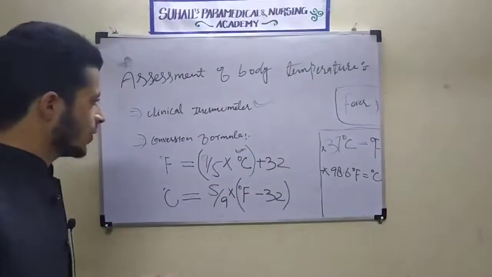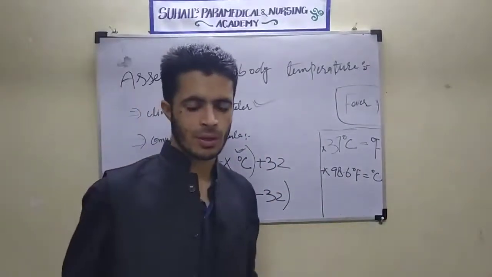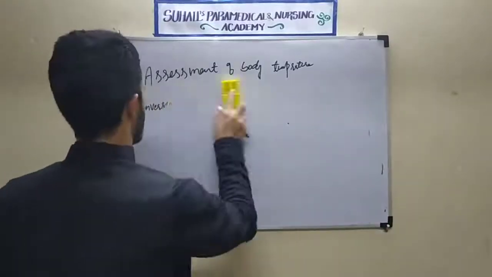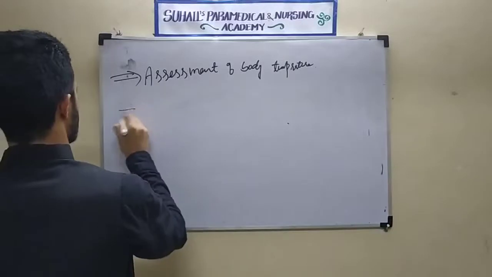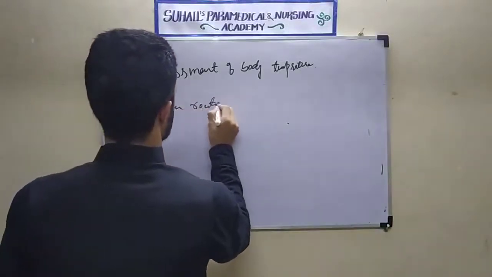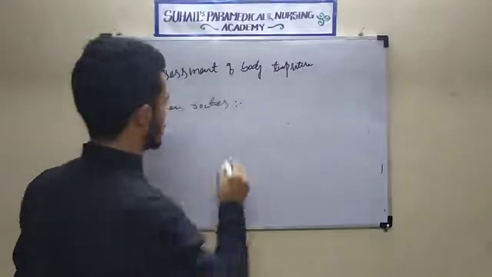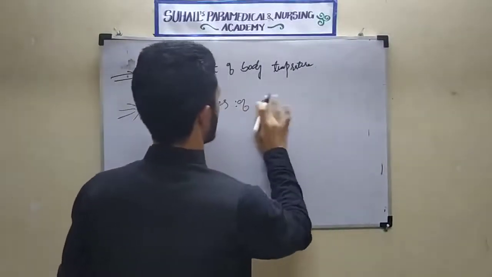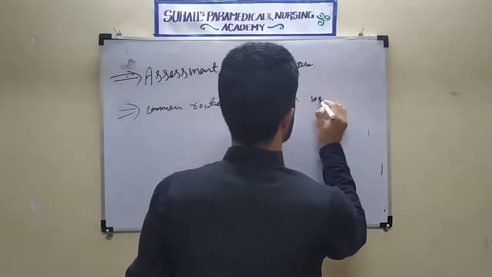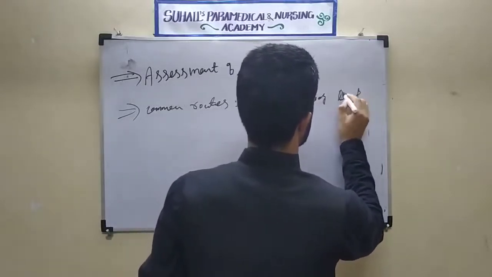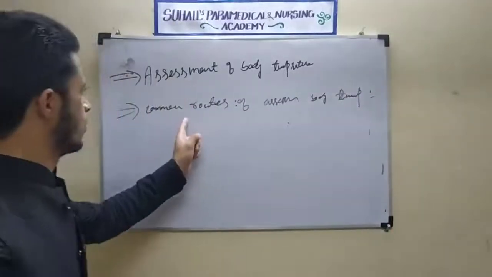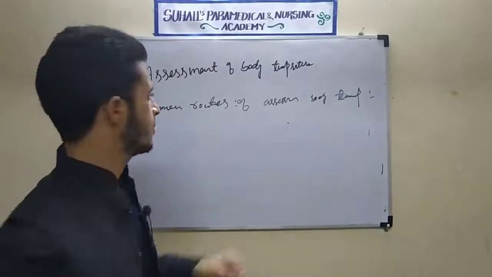Now, this was all about the conversion formula. Now I am going to the next part, the second point: common routes for checking temperature, of assessing body temperature. I am writing very fast so as not to waste time. What are the common routes?